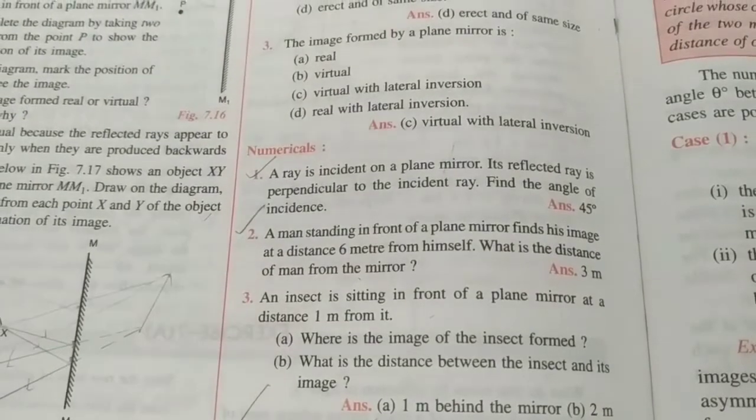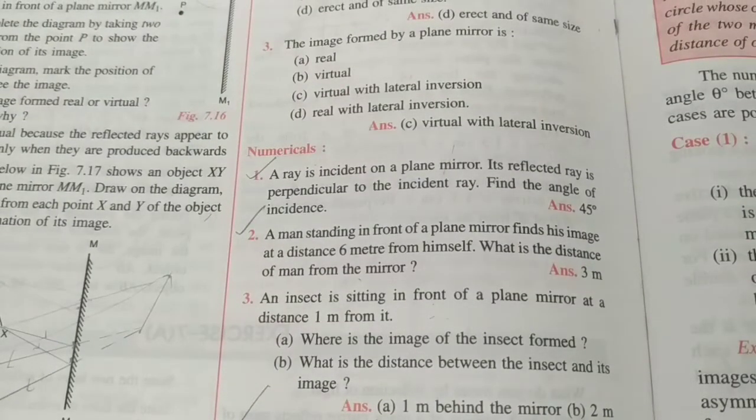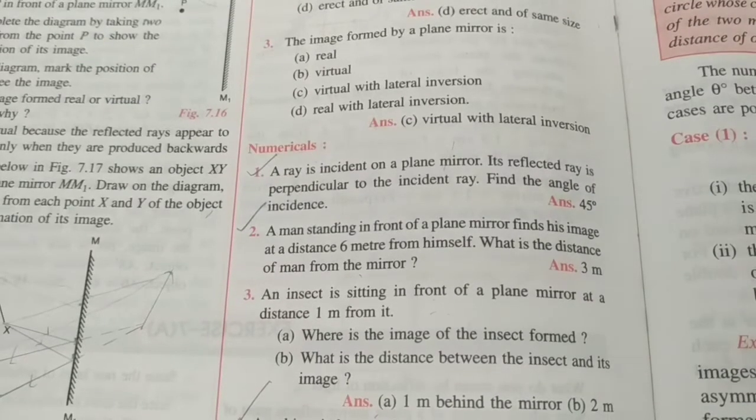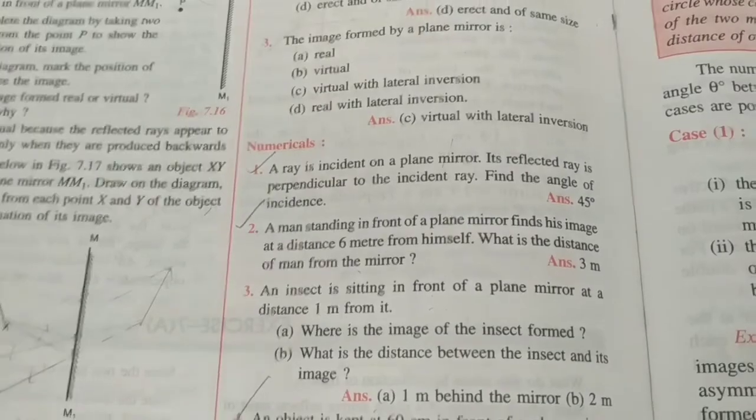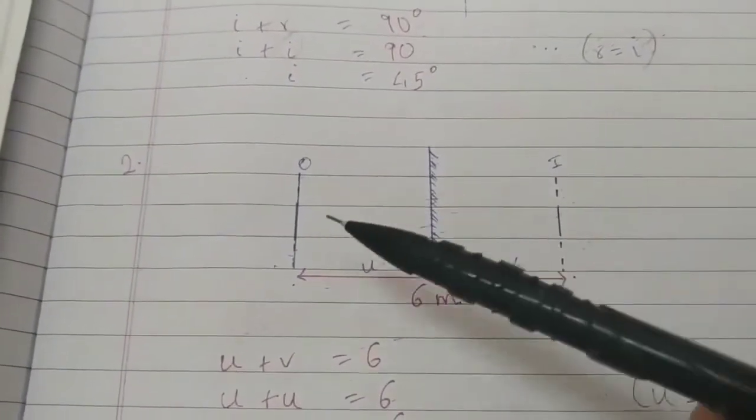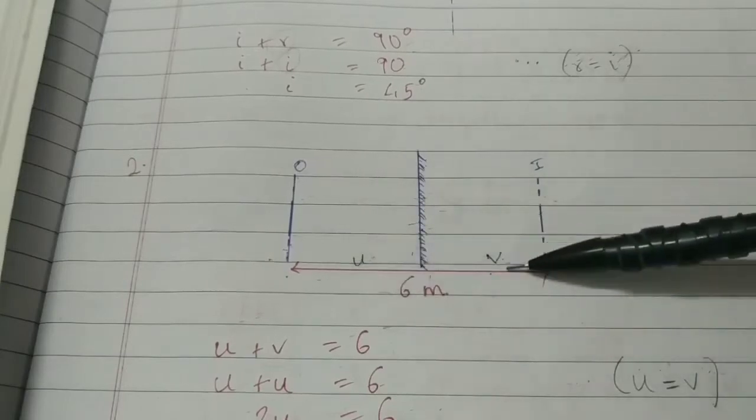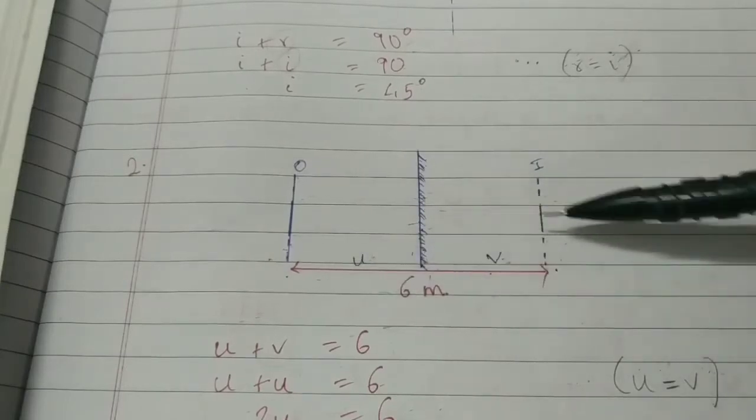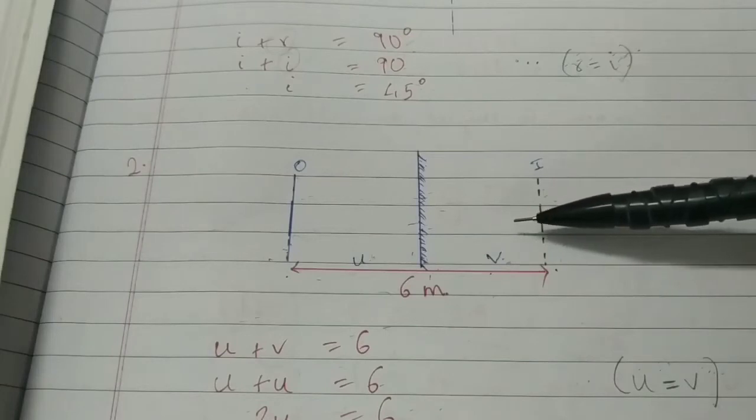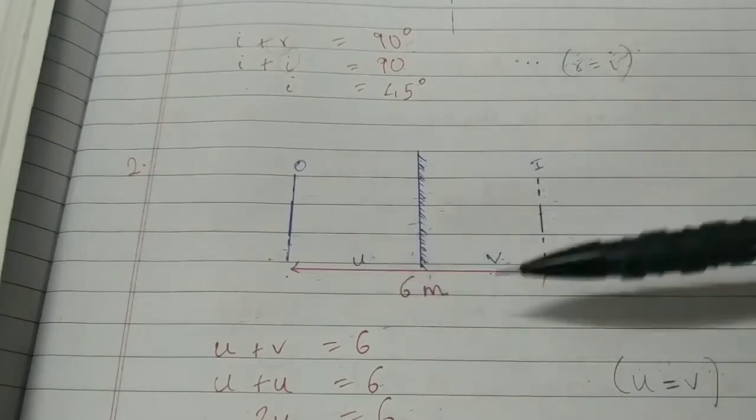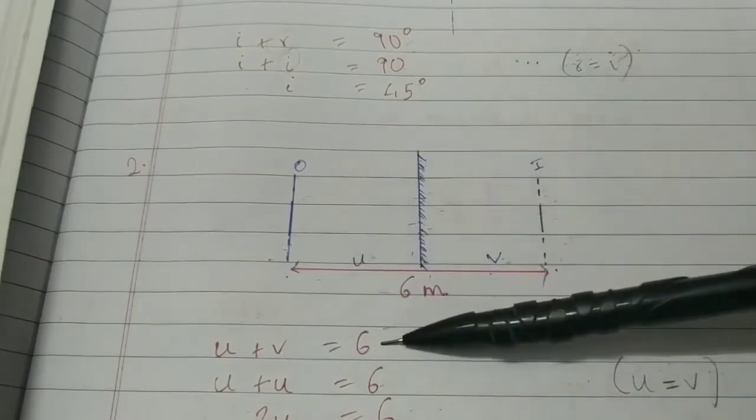Next, question 2. A man standing in front of a plane mirror finds his image at a distance 6 meters from himself. What is the distance of the man from the mirror? Well, drawing a diagram will make it easier. This is the object. U is the distance of the object, that is the man, from the mirror, and V is the distance of the image from the mirror. Now they have said the distance between the man and his image is 6 meters. That is U plus V is equal to 6.